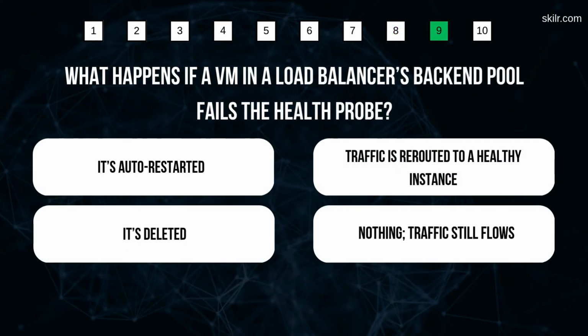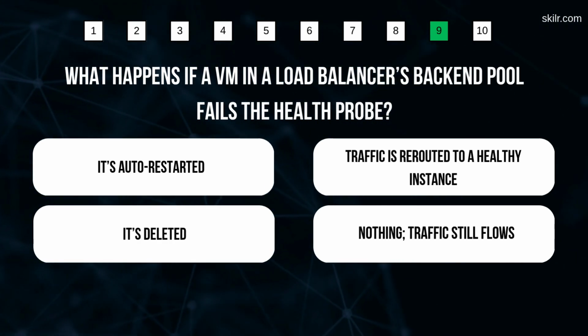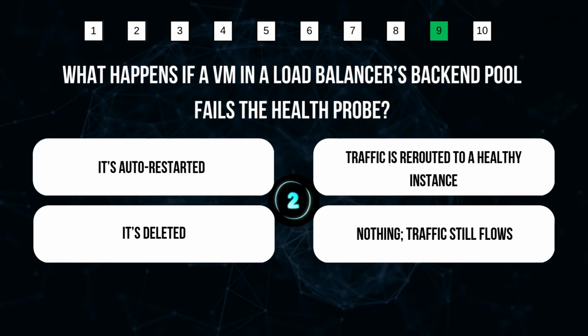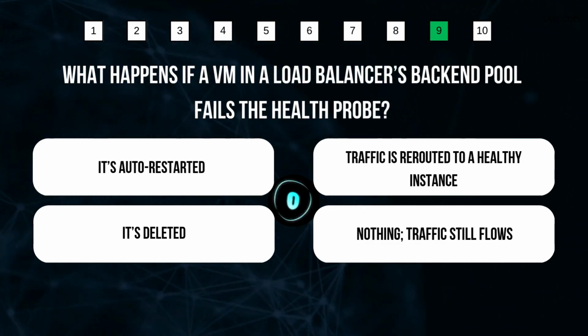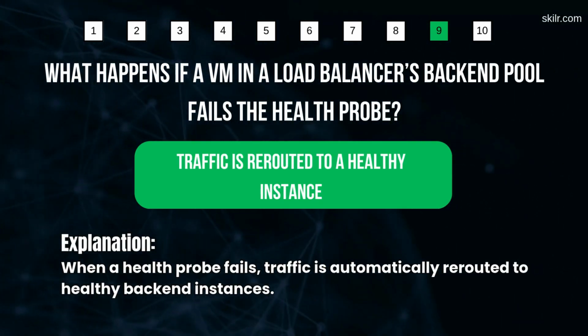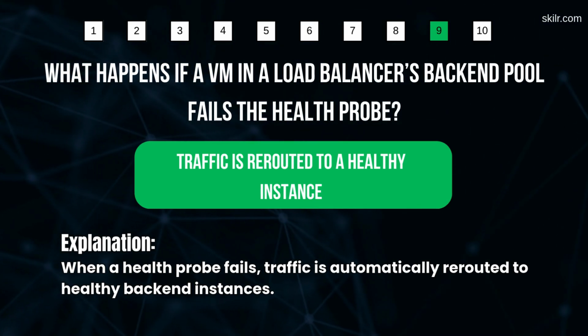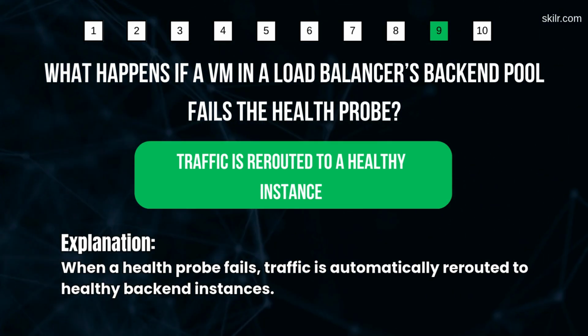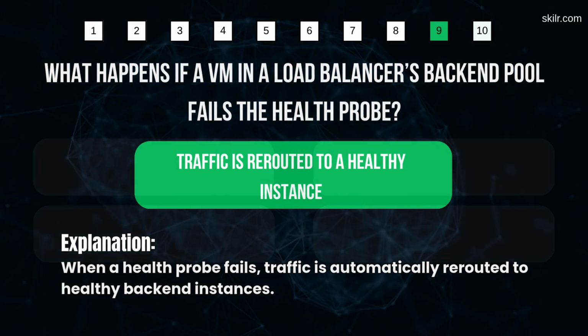Question 9. What happens if a VM in a load balancer's backend pool fails the health probe? The correct answer is traffic is rerouted to a healthy instance. When a health probe fails, traffic is automatically rerouted to healthy backend instances.